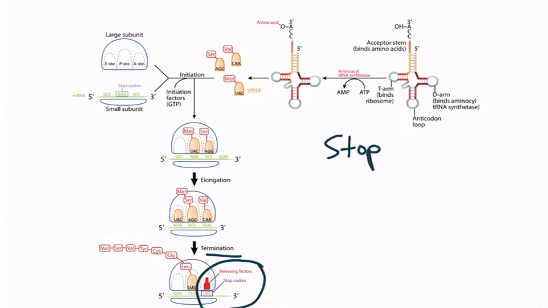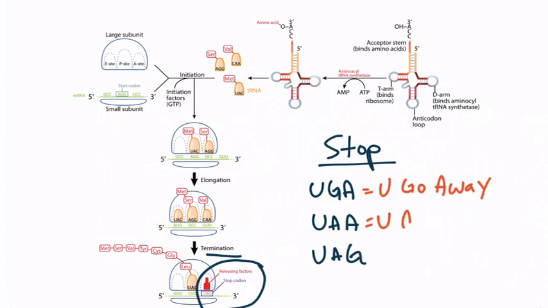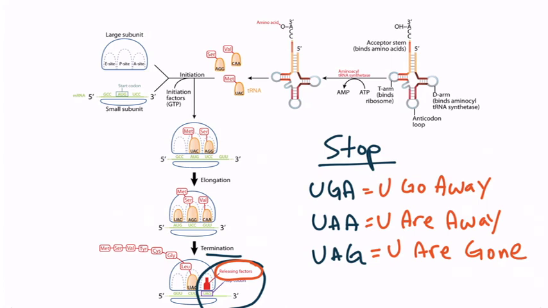The stop codons include UAG, UAA, and UGA. Some students remember these by the mnemonics "you go away," "you are away," and "you are gone." Notice that releasing factors, which you can see right here, bind to the ribosome at the stop codon site, and that the entire complex then dissociates, resulting in a finished polypeptide.